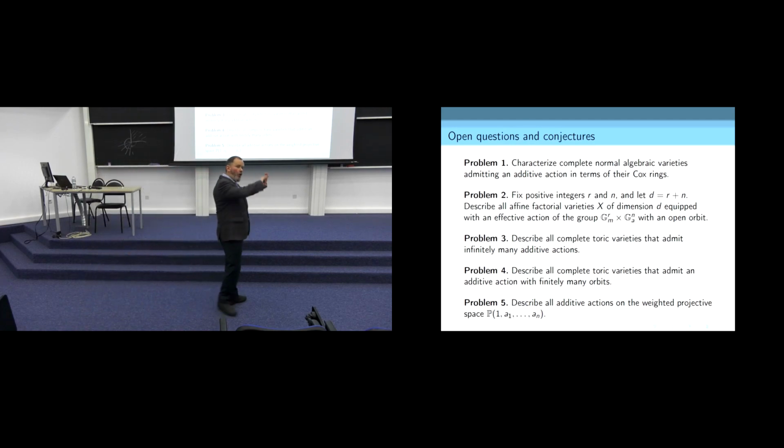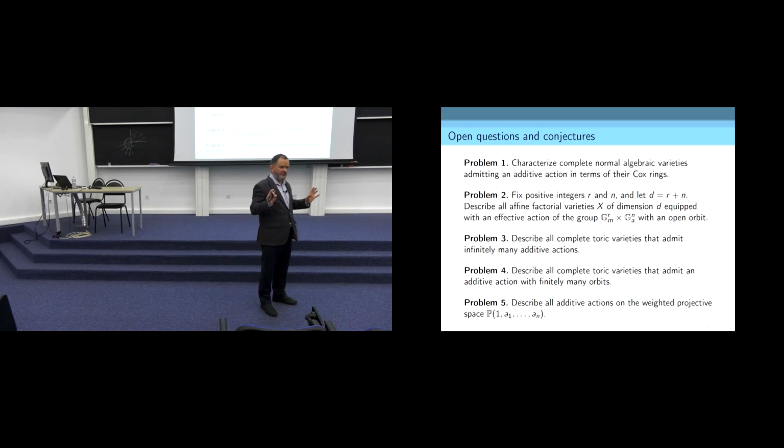Because when you have an open orbit of a unipotent group, you have some technique. But when you have codimension 1 orbits of a unipotent group and you have some extra transversal torus, I don't know how much it helps.